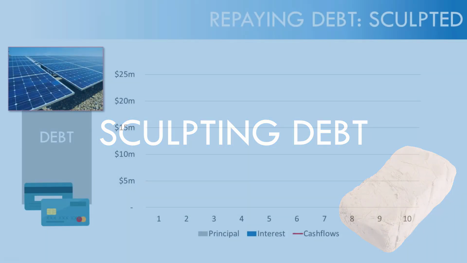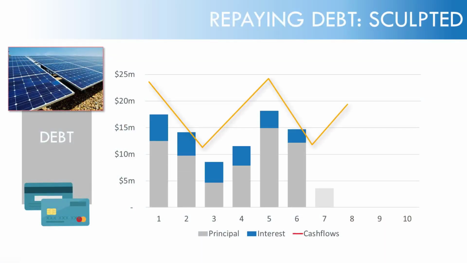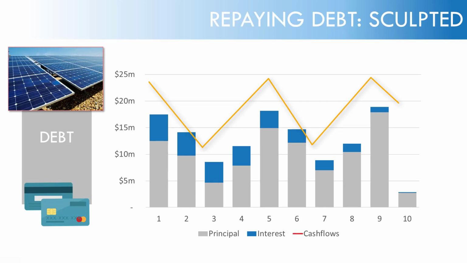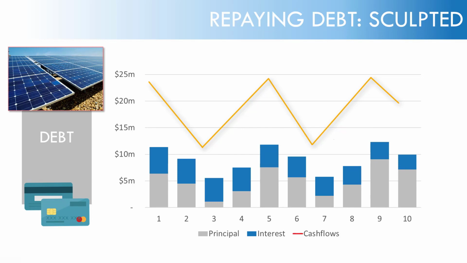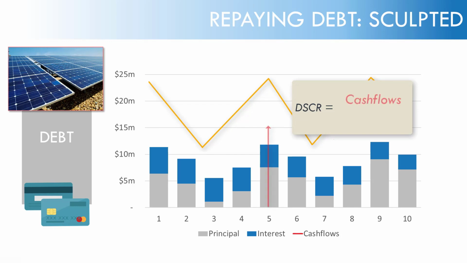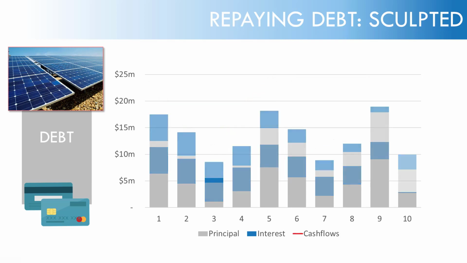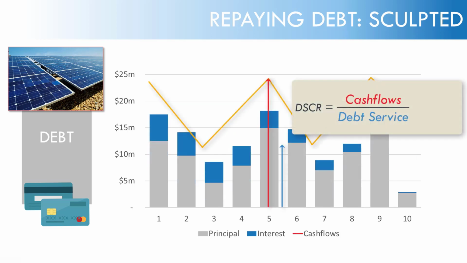This is where your repayment profile tracks your cash flow profile with a little bit of a buffer. How big is the buffer? Well, it could be double. The ratio of the two is called the debt service coverage ratio, or DSCR. So if it is double, the DSCR is 2 times. Or if there's only a little bit of headroom, the DSCR might be 1.3 times.